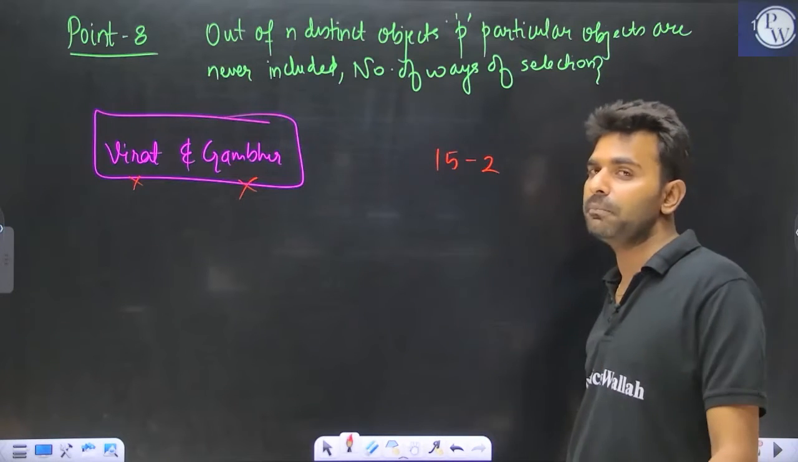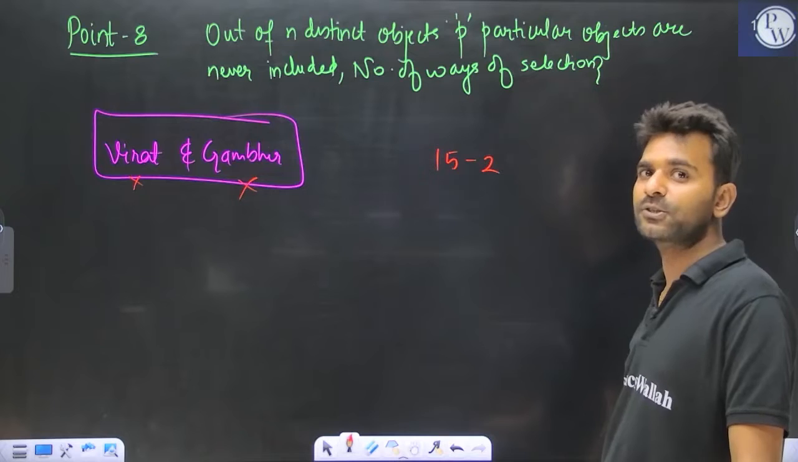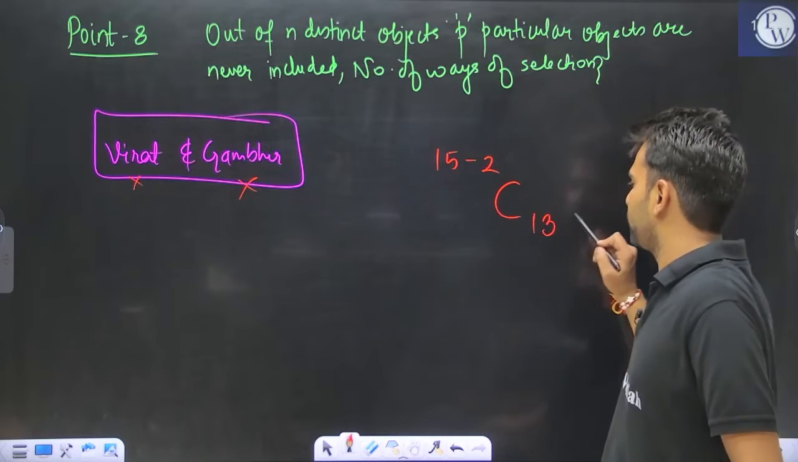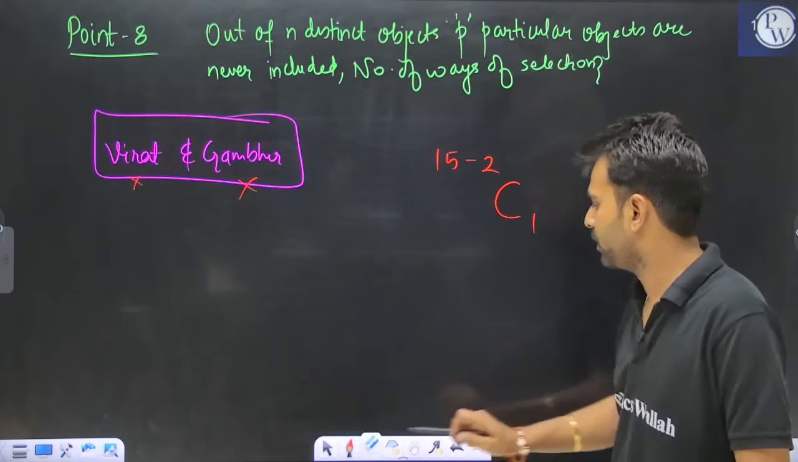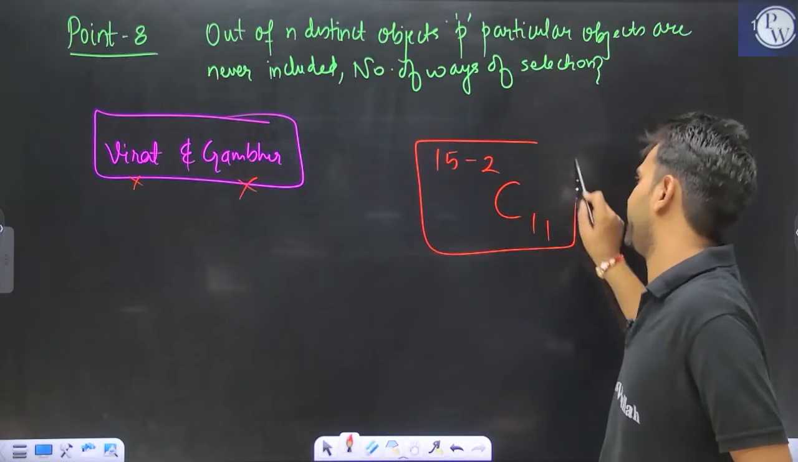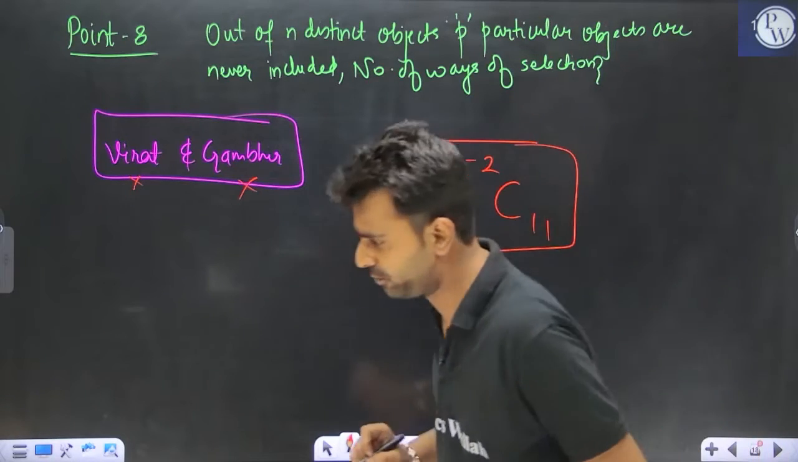So out of those 13 people I need to select my playing 11, yes or no? So this many number of ways of team selection will be there in that case. Yes or no, do let me know.